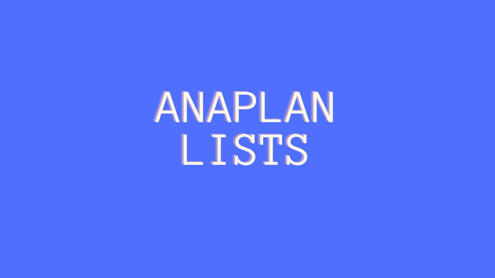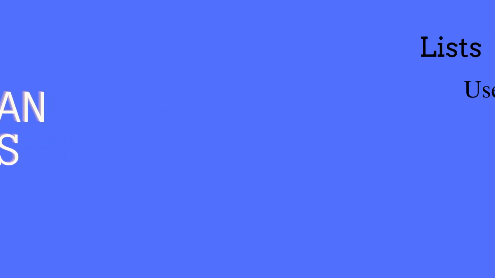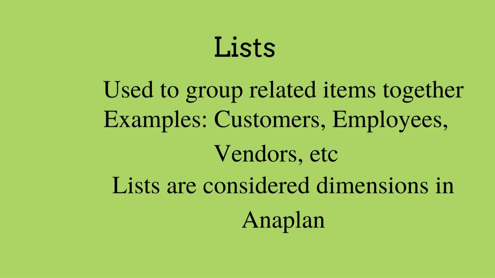Today we're going to be talking about Anaplan lists. Let's first define them. Lists are used to group related items together, such as location, customers, employees, etc. In Anaplan, lists are considered dimensions. You can also format a line item as a list, but we'll talk about line items later.